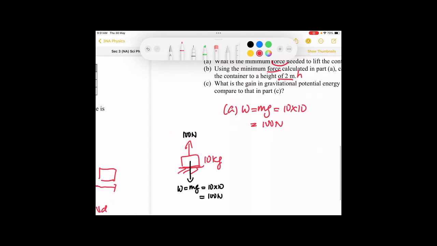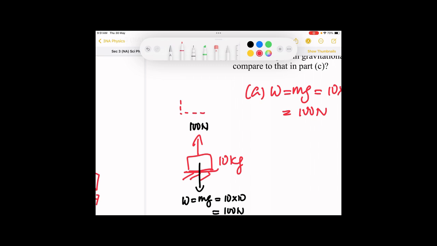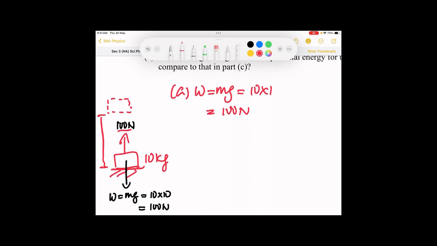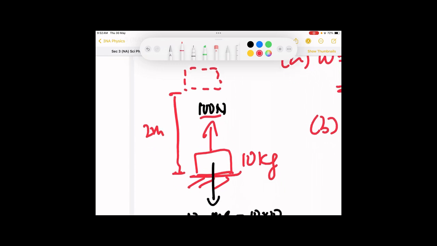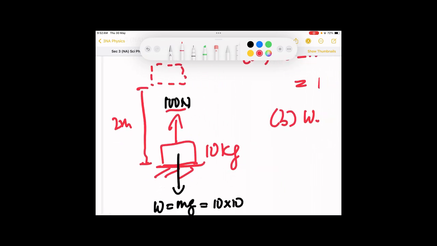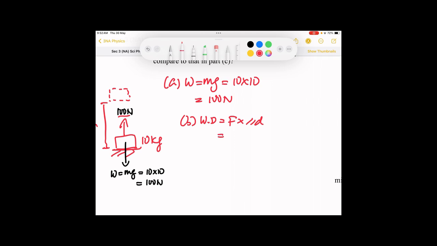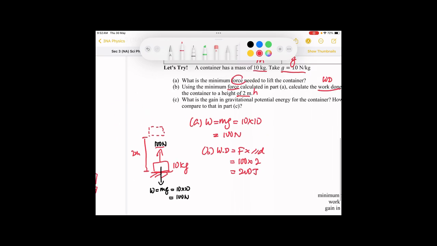So now this object is being lifted up by this force here to a height of 2 meters. Calculate the work done by this 100 newton force. So let's look at the formula. Work done equals force times parallel distance. In this case, the force is pointing upwards and the distance traveled is also upwards, great, so we have work done here. We take the force 100 multiplied by a parallel distance of 2 meters. That gives us 200 joules. Remember, work done carries the same unit as energy, 200 joules.